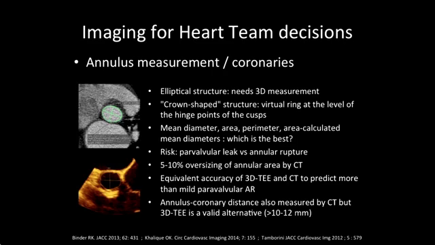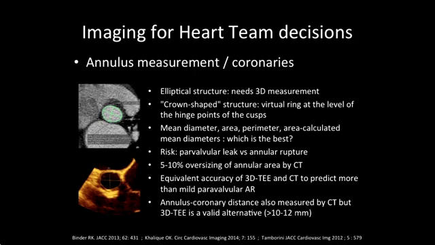It is still unclear which of these measurements is the most relevant to base our decision on from a prognostic point of view. A control study has suggested a sizing algorithm based on the annular area measured by CT, where the prosthesis was oversized by 5 to 10%. The use of this algorithm resulted in a reduction of paravalvular leak.